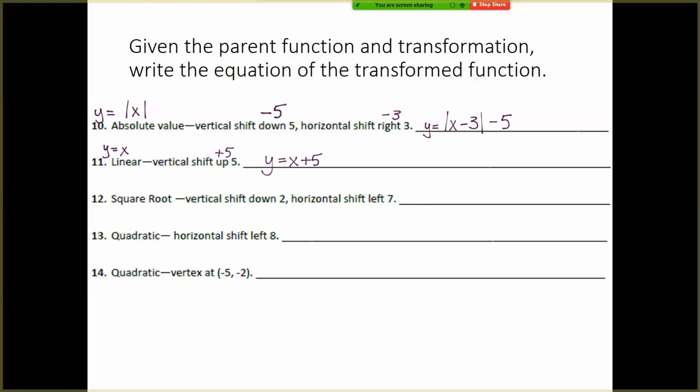Question 12, we want a square root function. So we're going to start with y equals the square root of x. And then I want to move down 2, left 7. So if I want to go down 2, is that a +2 or a -2? -2. Remember, up or down is the number that hangs out at the end. It takes the sign that you would think. If I'm moving down 2, it's a -2. The horizontal shift is the one that goes in with the variable and it goes the opposite sign. So if I'm going left 7, I want a +7.